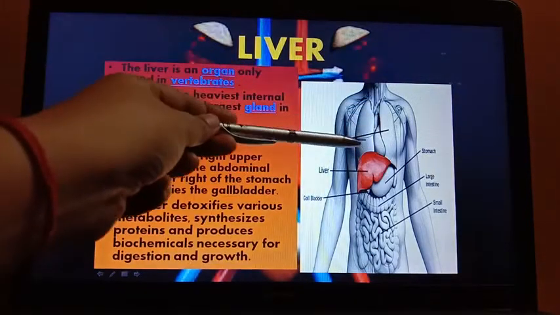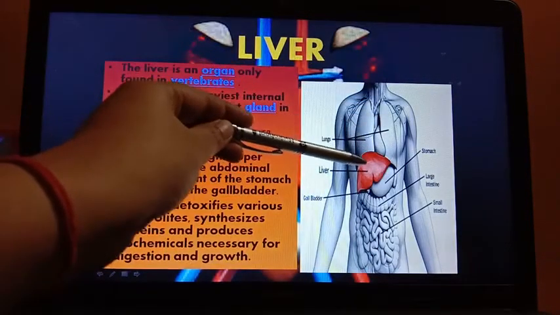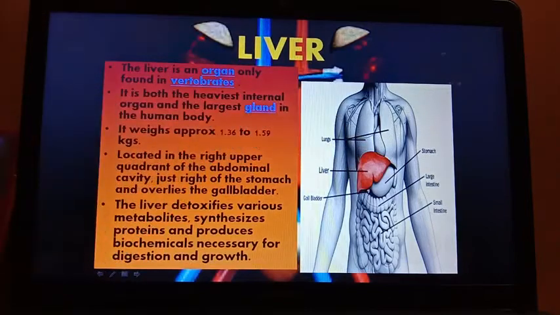Here you can see the position of the liver in the abdominal cavity. The liver is an organ only found in vertebrates. It is both the heaviest internal organ and the largest gland in the human body. It weighs approximately 1.36 to 1.59 kgs. Located in the right upper quadrant of the abdominal cavity, just right of the stomach and overlies the gallbladder.